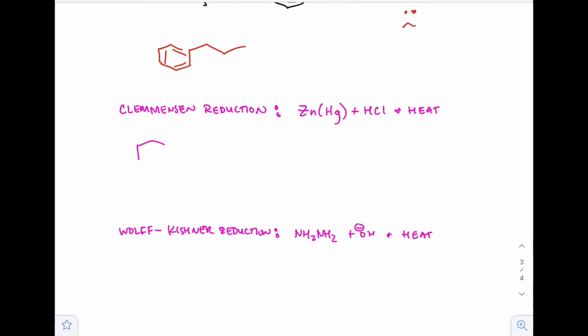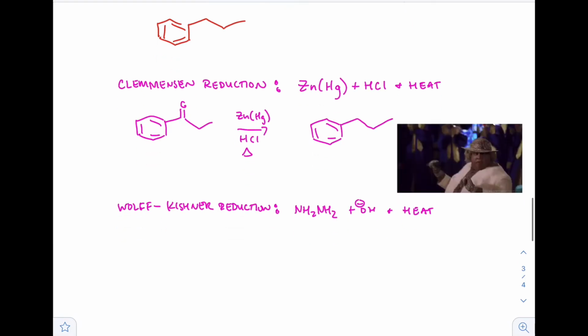So let's say we had to do the Clemmensen reduction, and we've got this particular aryl ketone. We hit it with zinc and mercury with HCl and heat, and bam! What you're gonna get is that linear propylbenzene.